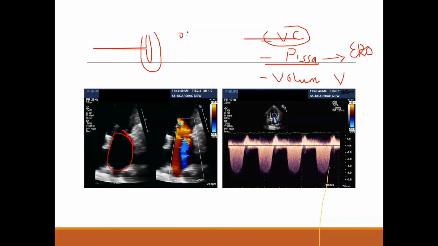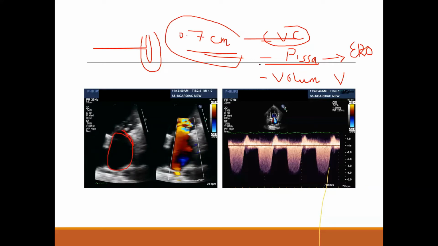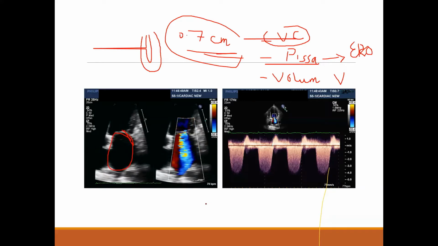Vena contracta more than 0.7 centimeter in mitral regurgitation signifies severe, right? You agree? Yes, you're right, Dr. Hatim. So 0.7 centimeter in mitral regurgitation and 0.6 centimeter in aortic regurgitation.